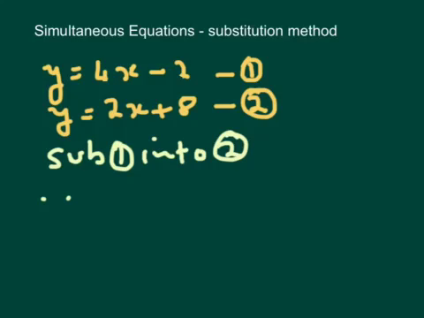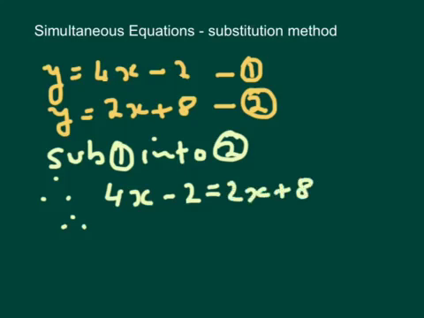Okay, so let's do that, and what we'll get is 4x minus 2 equals 2x plus 8. And solving for x, I get this. Subtracting 2x from both sides, I get 2x. Adding 2 to both sides, I get 10, and therefore dividing both sides by 2, x will equal 5. Well, that's very good. I've found x equals 5. Now what I need to do is find a value for y.